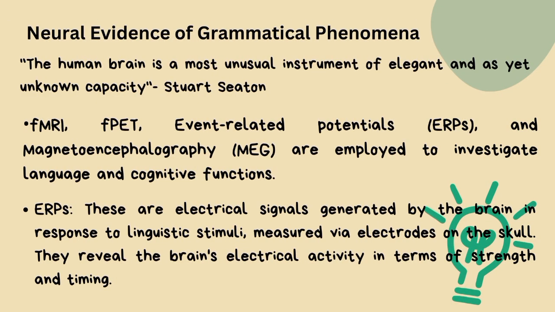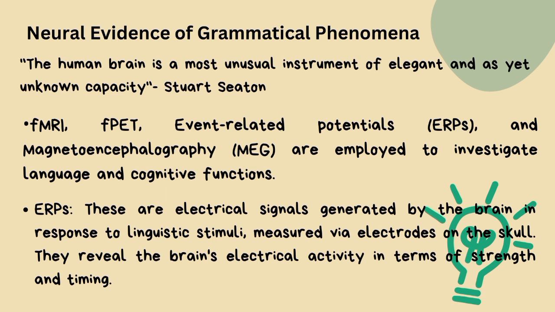So the next part is neural evidence of grammatical phenomena. As for this part, it also has a quote by Stuart Seaton. Here it is: The human brain is the most unusual instrument of elegant and yet unknown capacity. So, ERP, or event-related potentials.